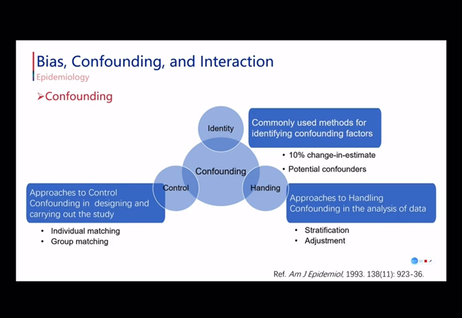In designing and carrying out a case control study, we can match the cases to the controls by either group matching or individual matching for the factor that we suspect could be a possible confounder. Alternatively, we can handle the problem of confounding in the data analysis in one of two ways: stratification or adjustment.